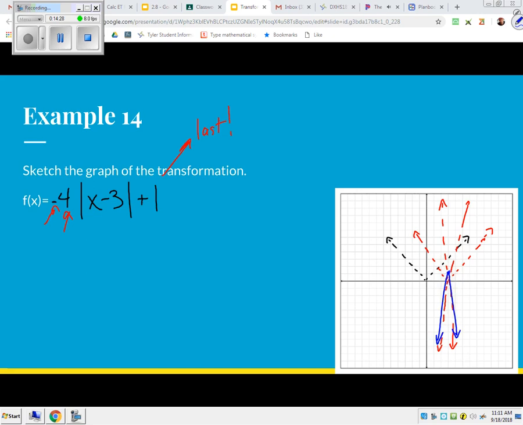If the 4, yeah, good question. So if the 4 was positive, I would not have reflected. My V would still be pointing up. Yes, good question. Any other questions?